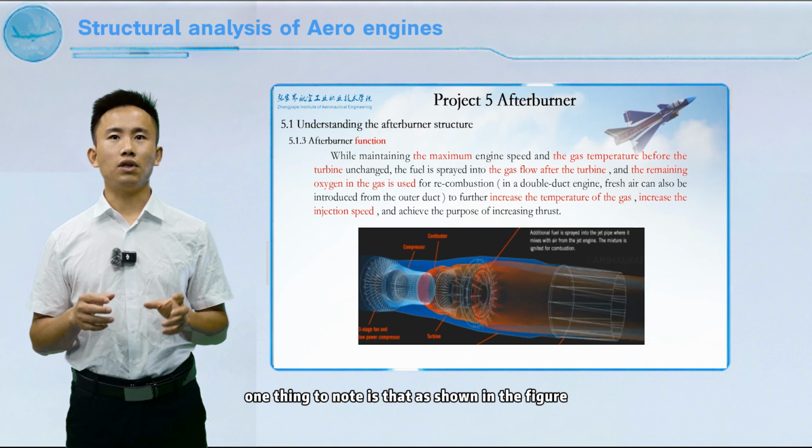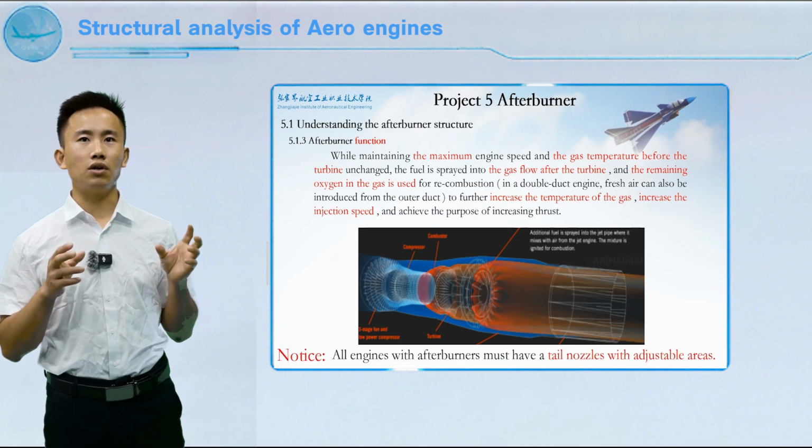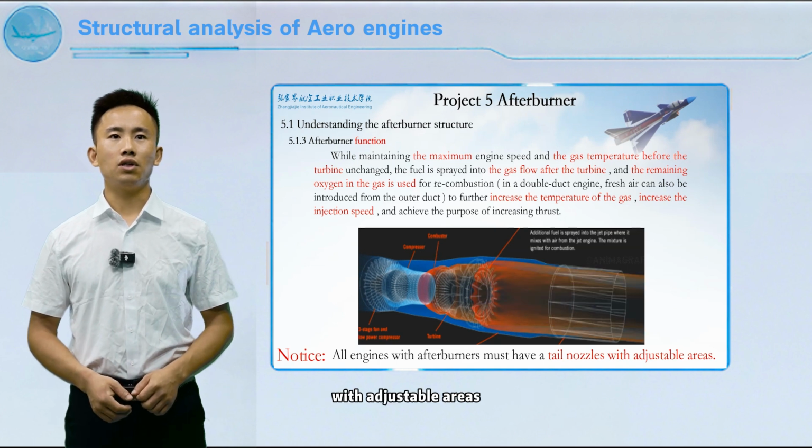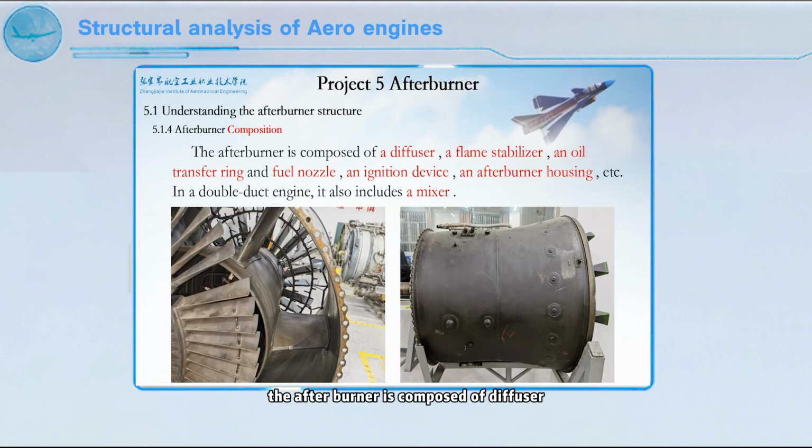One thing to note is that, as shown in the figure, all engines with afterburners must have tail nozzles with adjustable areas. The afterburner is composed of a diffuser, flame stabilizer, oil transfer ring, fuel nozzle, ignition device, afterburner shell, etc. In the double-ducted engine, it also includes a mixer. Next, let's look at the pictures to strengthen our impression.